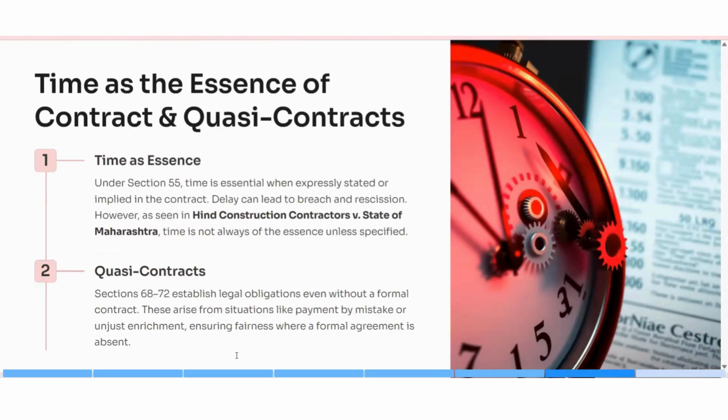So, time as essence under Section 55: time is essential when expressly stated or implied in the contract. Delay can lead to breach and rescission. However, as seen in Hind Construction Contractors versus State of Maharashtra, time is not always the essence unless specified. Quasi-contracts are dealt with under Section 68 to 72, and establish legal obligation even without a formal contract. These arise from situations like payment by mistake and unjust enrichment, ensuring fairness where a formal agreement is absent.